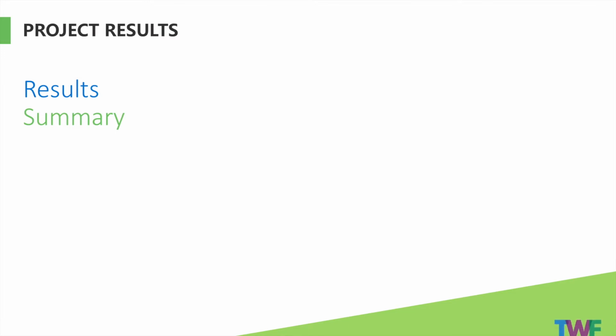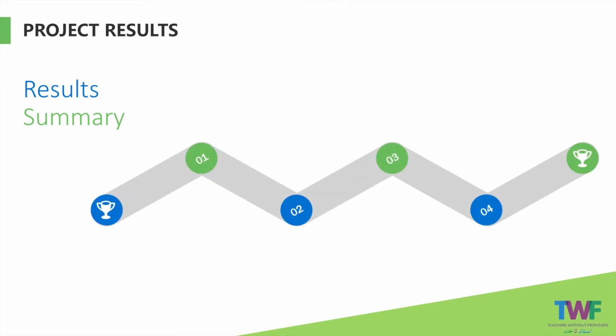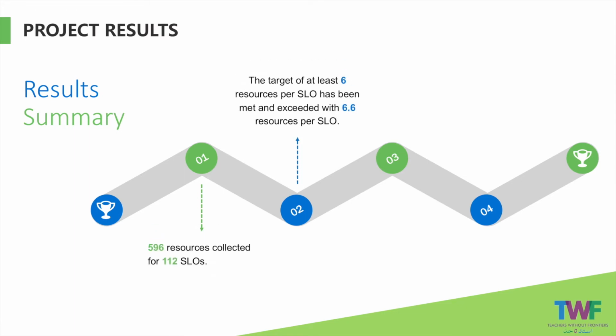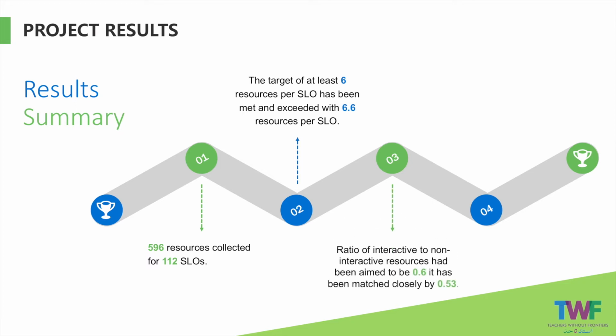Overall, the project team has had a successful result despite setting ambitious goals. 596 resources were collected. The target of at least 6 resources per SLO has been met and exceeded with 6.6 resources per SLO. While the ratio of interactive to non-interactive resources has been aimed to be 60%, it was matched closely by 53%. And finally, resources has been found for 80% of all SLOs, whilst 90% was targeted.